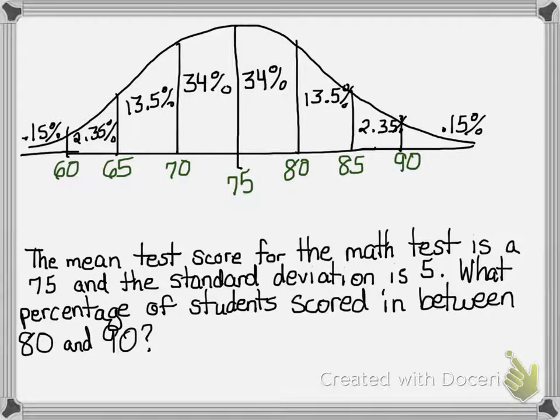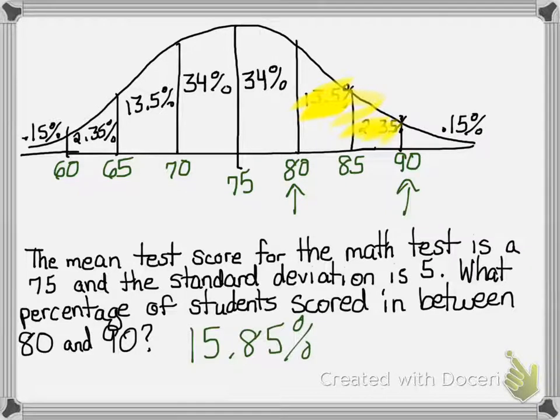All right, now let's answer the question. It says, what percentage of students scored in between 80 and 90? Well, as you can see, 80 and 90 are right here and right here. So the percentages in between those two scores are 13.5 and 2.35. When you add those two together, you'll get 15.85%. And that's it.